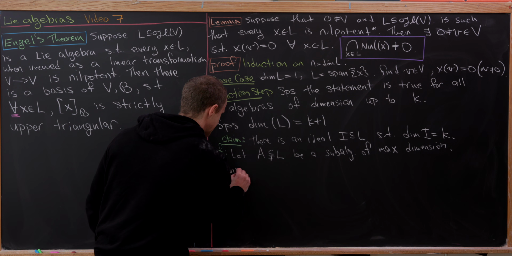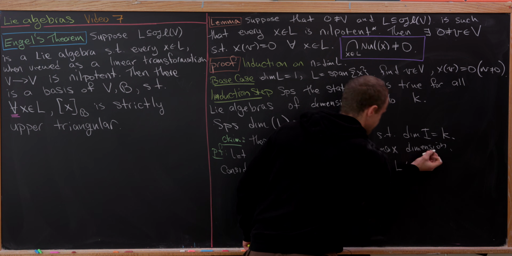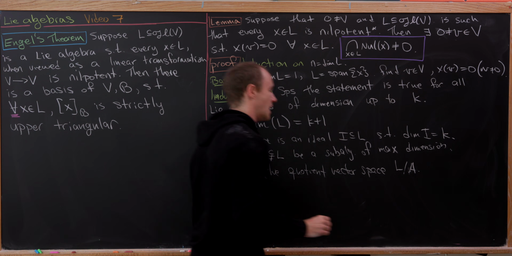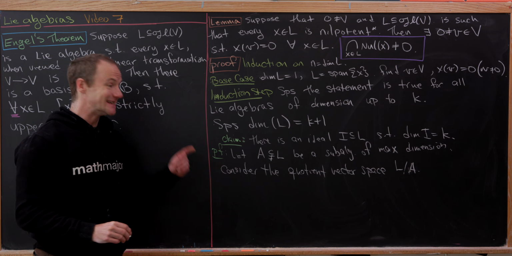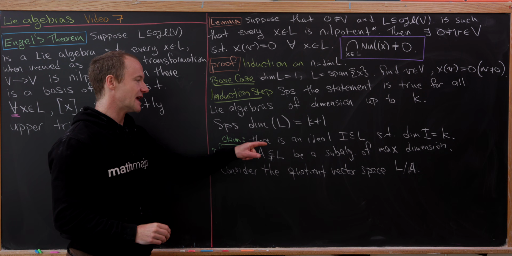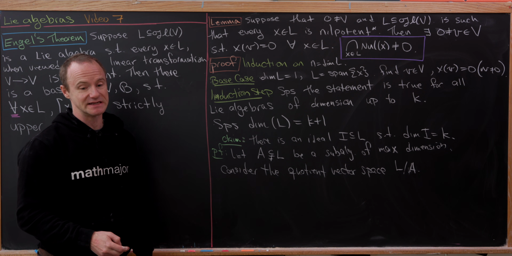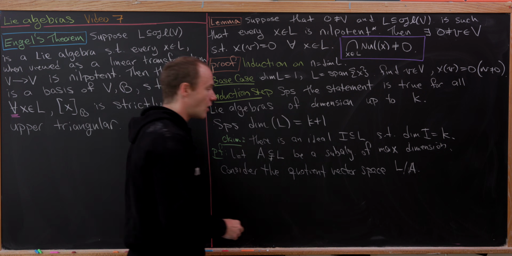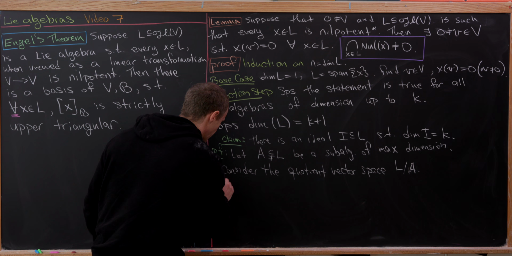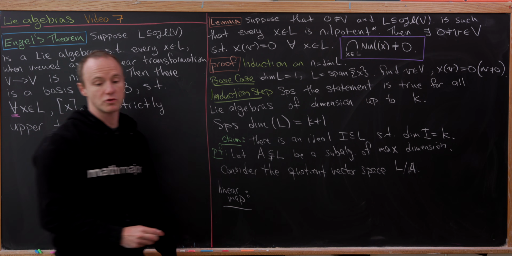So let's consider the quotient vector space, which is L mod A. So notice I didn't say quotient Lie algebra because at the moment A is simply a subalgebra of L. It may not be an ideal of L. And then also consider the following linear map. And this linear map is occurring on this quotient vector space.